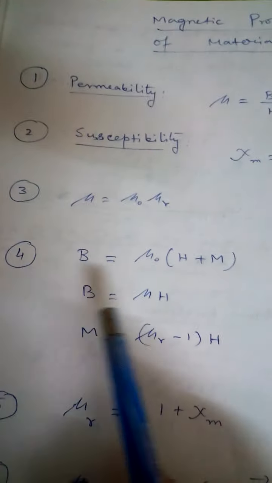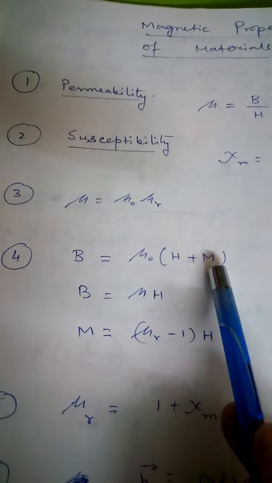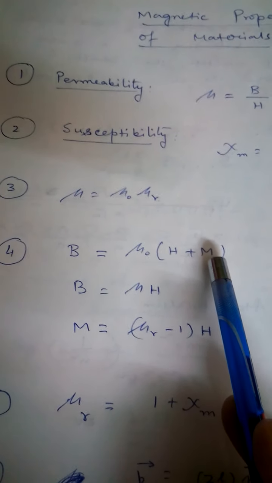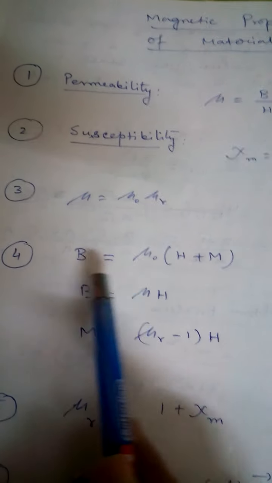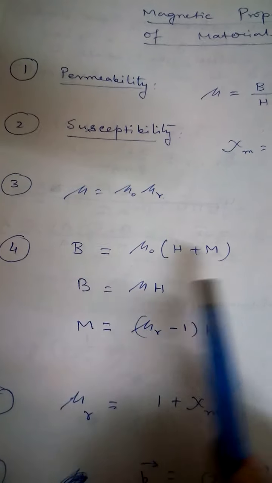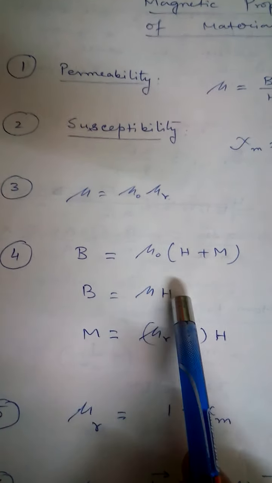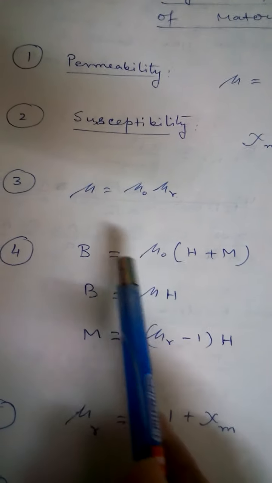permeability. Number 4, B equals mu naught (H plus M). M is the intensity of magnetization, net magnetic moment per unit volume. So remember this relation. This is a very important relation, the relation between B and H. B equals mu H. Mu means mu naught mu r. So this is the first relation.